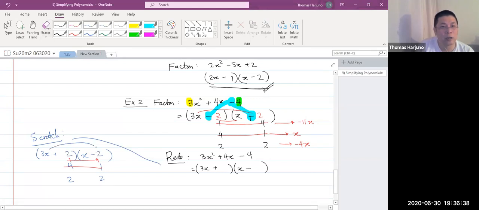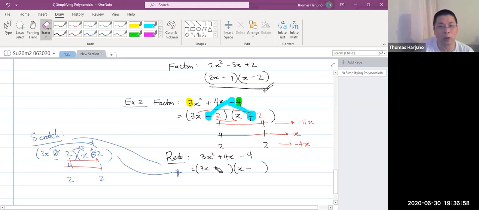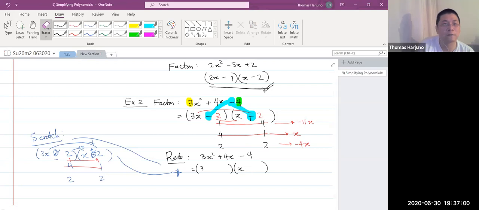I get negative 6 plus 2. That's negative 4. Oh, but I need positive 4. Then I change the sign. Change the sign here, becomes minus. Change the sign here, becomes plus. Okay, so I now go back to my formal work. I change the sign here. So 3x minus 2, x plus 2.